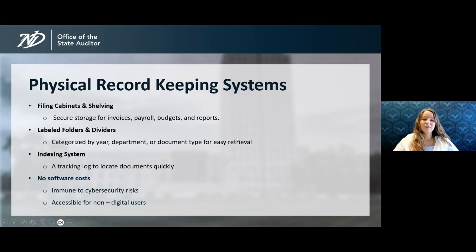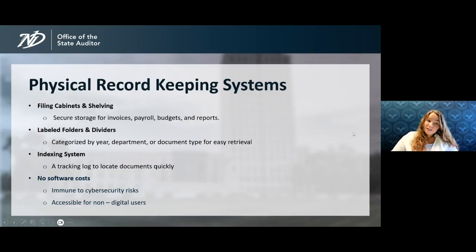Within that, you'd have labeled folders and dividers, categorized by year, department, or document type, just for easy retrieval. Again, if you have an audit going on or you're gathering documents for a board meeting or a council meeting that you need to bring. But to keep track of it, you would have an indexing system. So the opposite of the search function for the digital record keeping system would be an indexing system, your way to keep track of it on a physical record keeping system.